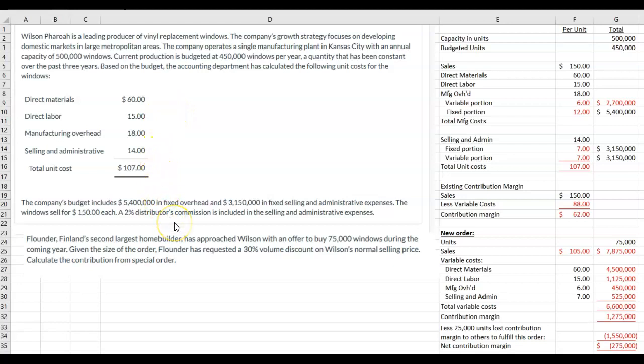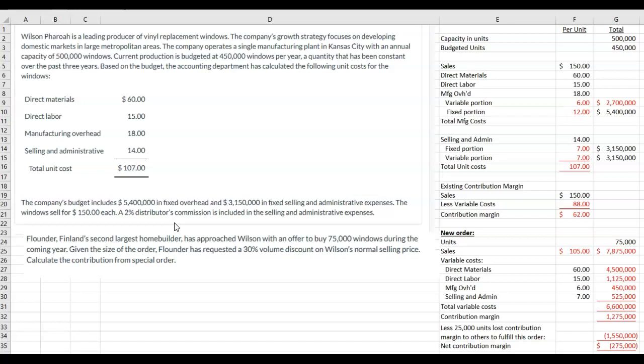And then they also tell you that the company's budget includes 5,400,000 in fixed overhead and 3,150,000 in fixed selling and administrative expenses. The windows sell for $150 each, and a 2% distributor's commission is included in the selling and administrative expenses.